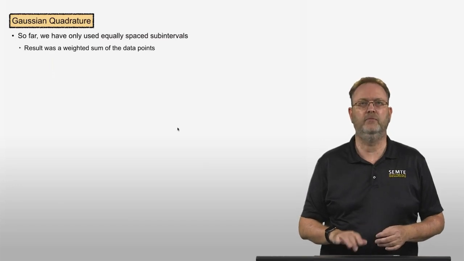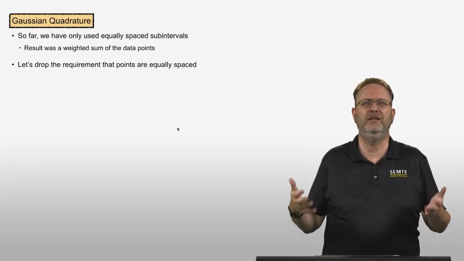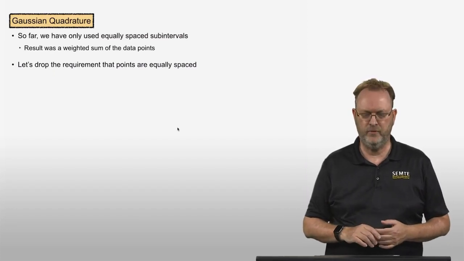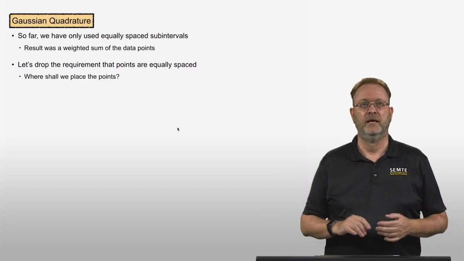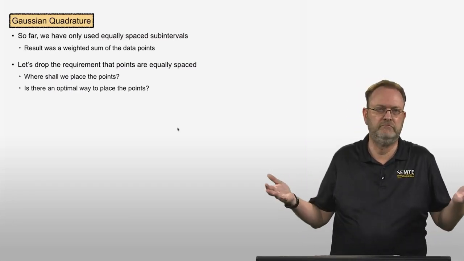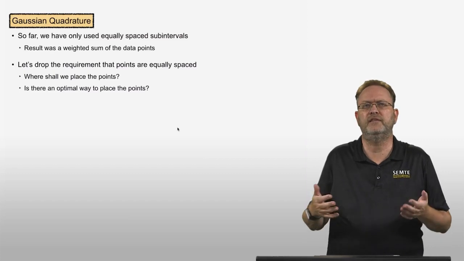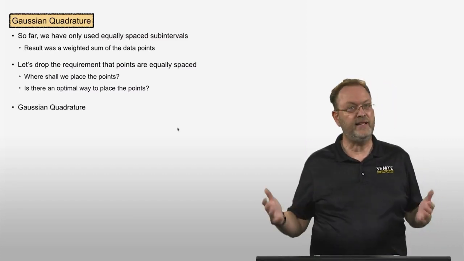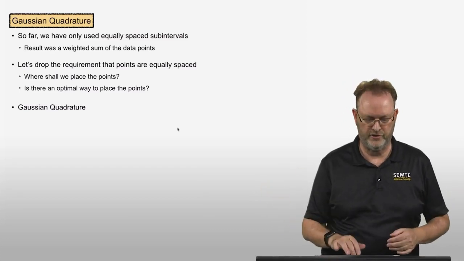Now, what we're going to do is drop the requirement that points are equally spaced. Where shall we place the points, if we have a choice? Or is there an optimal way to place the points? And that leads to the idea of Gaussian quadrature.